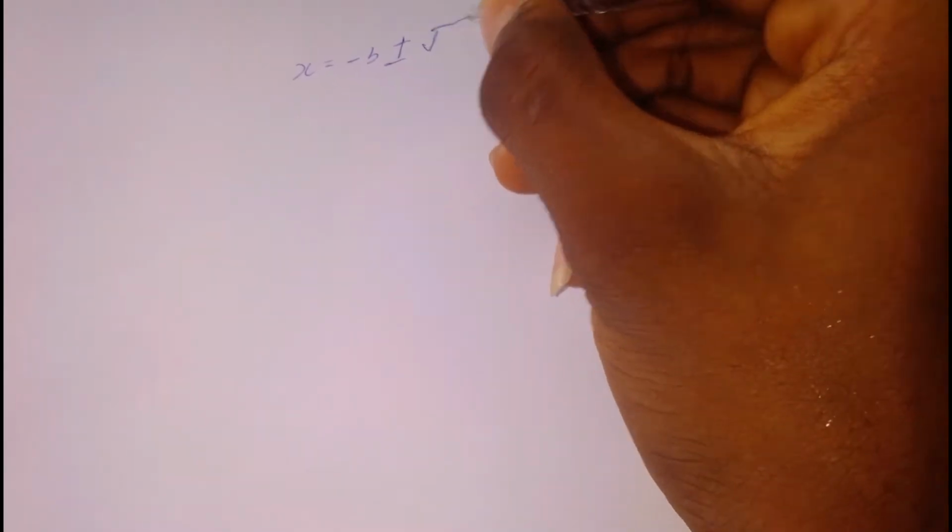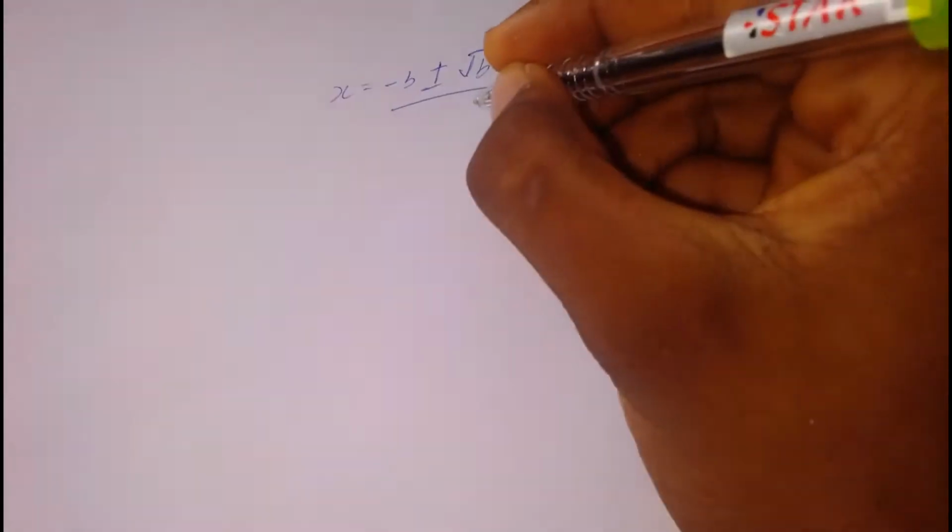Today I'm going to be showing you how to solve quadratic equations by making use of the almighty formula. The first thing you have to know is what the almighty formula is. Well, this is the almighty formula. It is x equals minus b plus or minus root b squared minus 4ac all over 2a.